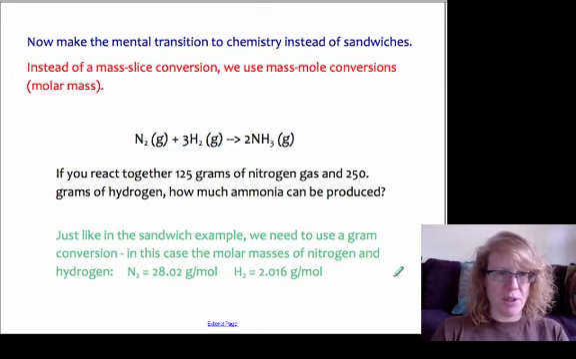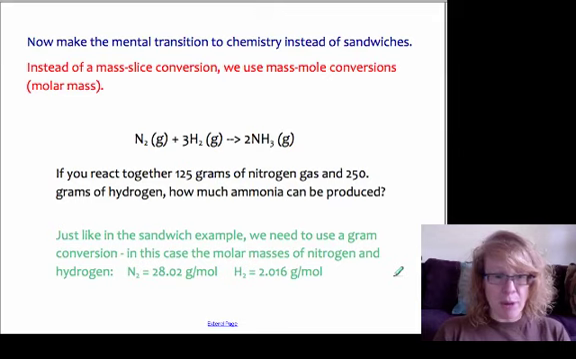So now let's take a look at chemistry instead of sandwiches. I'd rather think about sandwiches too. But we don't use mass to slice conversions. We use mass to mole conversions. We call those molar mass. And here's our classic reaction that we've used repeatedly, the Haber process. If you react together 125 grams of nitrogen gas and 250 grams of hydrogen, how much ammonia can be produced?